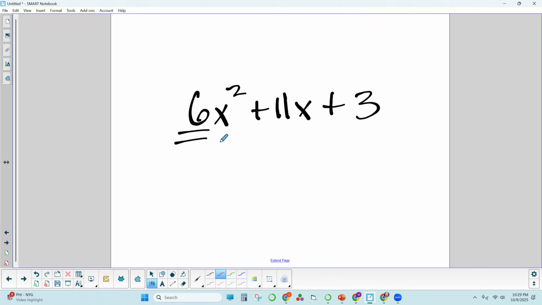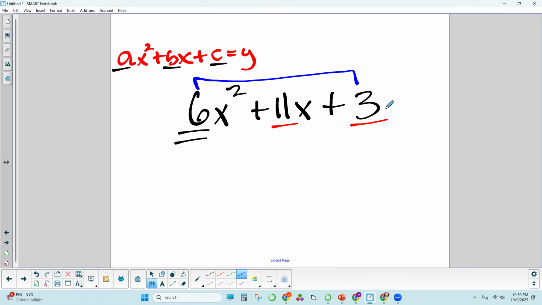So we want to start this off looking at A, B, C. Remember, it's a quadratic. That's going to be ax squared plus bx plus c equals y. So when I refer to A, B, and C, I'm referring to the coefficients here and the constant. So what I want to do is take A times C, which is positive 18, and look at factors of 18 that add together to give me 11.